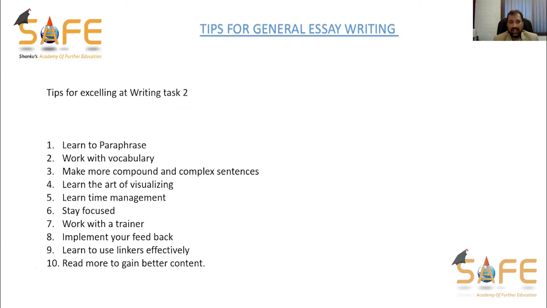Finally, I would be sharing certain tips and tricks with you. These are the tips for excelling at writing task 2. Learn to paraphrase. Paraphrasing is a very important and unique tool. Paraphrasing helps you to use your question to your own advantage. It can help you paraphrase certain contexts or areas of your question in a way where you can use it in your IELTS essay writing.